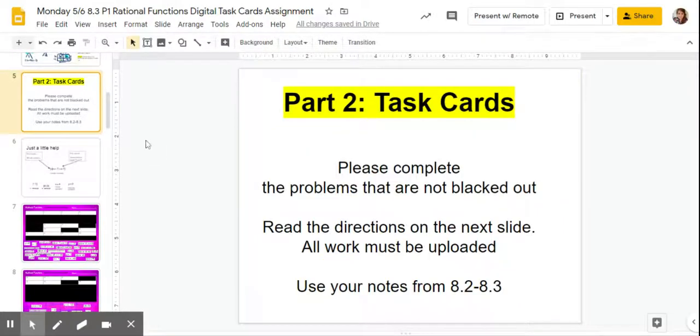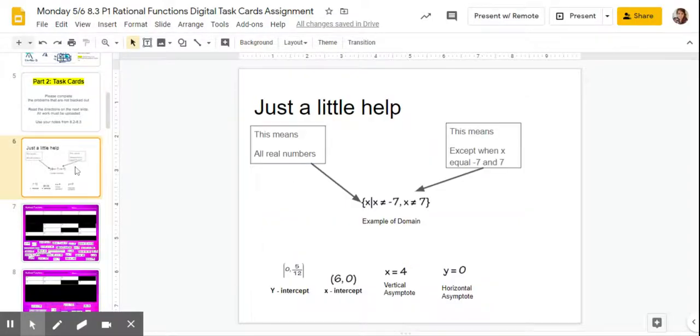Your part 2 assignment is to complete the task cards. I did break this up into 2 different parts. So today you're only going to be focusing on what you have learned so far last week on identifying the Y intercept, the X intercept, and the vertical and horizontal asymptotes.